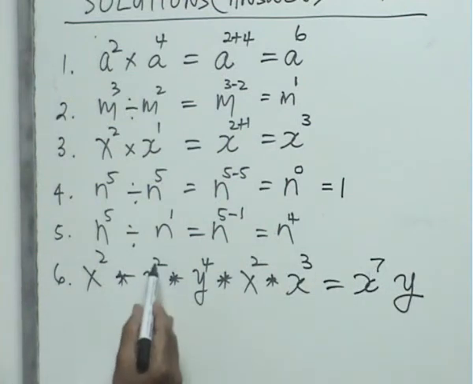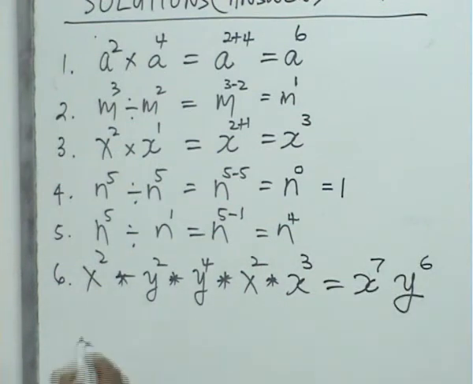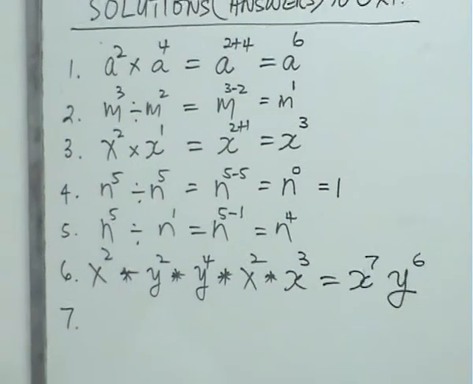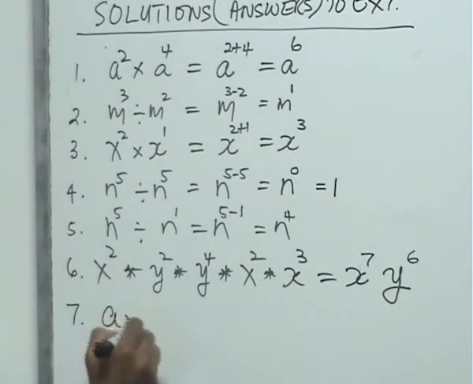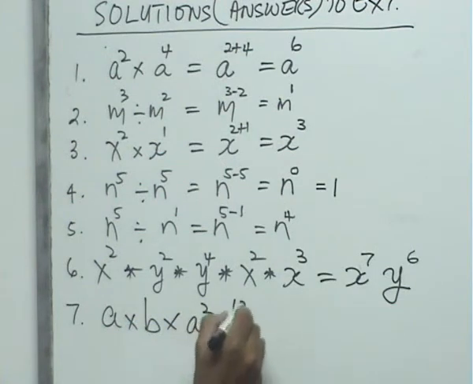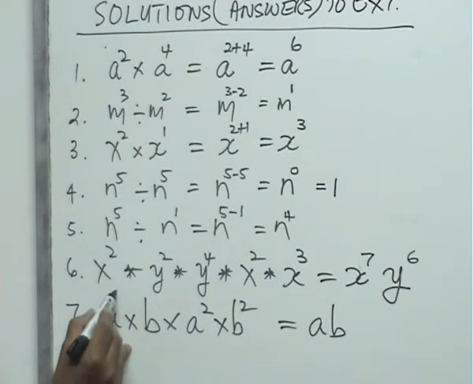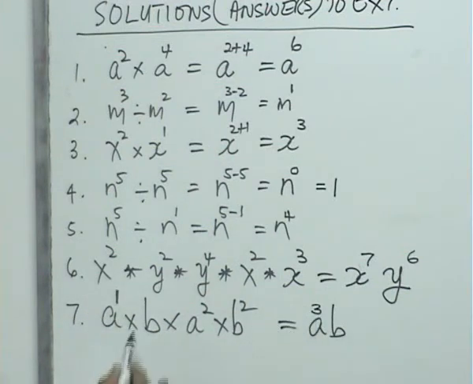When it comes to y, you got 2 plus 4 giving you 6. So that's your answer. Number 7, you got a times b times a squared times b squared. Well, you got two bases here. You got a and you got b. You write them next to one another like that. And then you add the indices. There's a 1 here that's understood. 1 plus 2 gives me 3. There's a 1 here that's understood. 1 plus this 2 gives me 3.